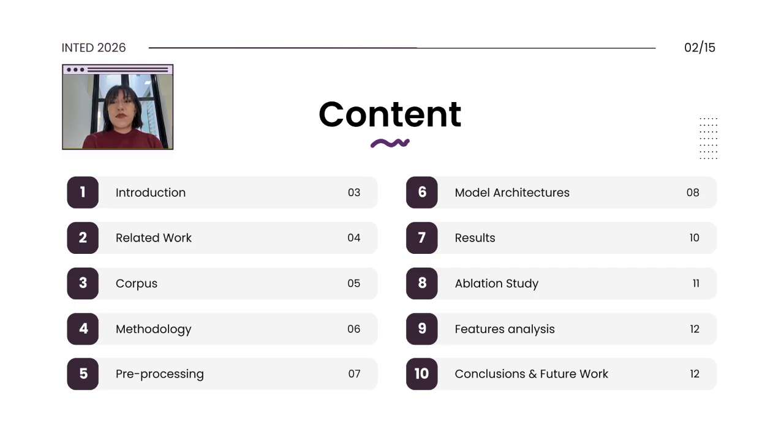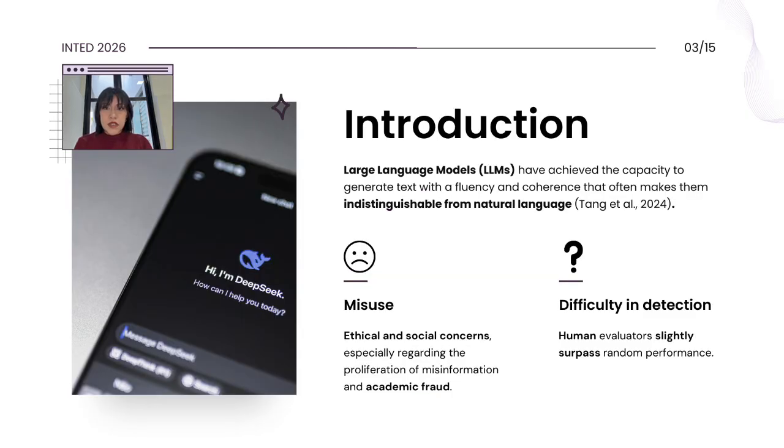Let's start with a quick look at our agenda. First, I will begin with the introduction and the problem statement, followed by a brief overview of related work. Next, I will explain the composition of the corpus used, our methodology, and the architecture of our models. Finally, we will analyze the results and the ablation study before concluding and mentioning future work. Let's begin with the context.